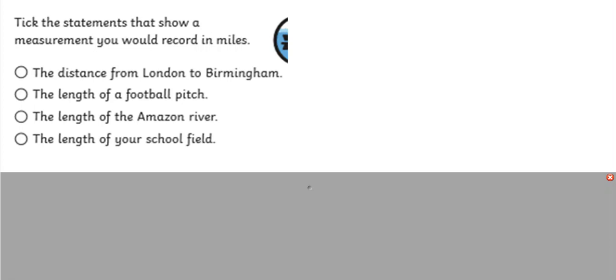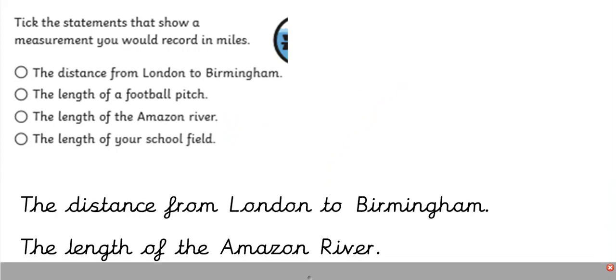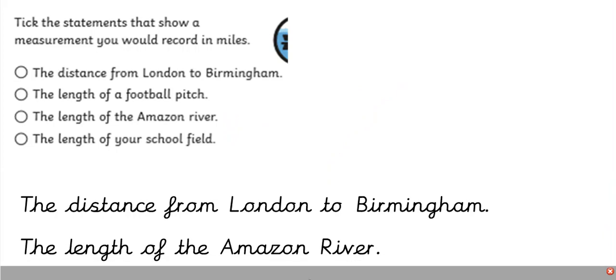So first of all then, let's just have a look at this question, just to get our minds working. It says, tick the statements that would show a measurement you would record in miles. It says statements, it's got an S on the end, which means there could be more than one. So we've got the distance from London to Birmingham, the length of a football pitch, the length of the Amazon River, and the length of your school field. So just have a think about it. What would you measure in miles? So you could measure the distance from London to Birmingham in miles and also the length of the Amazon River. Well done if you got those correct.